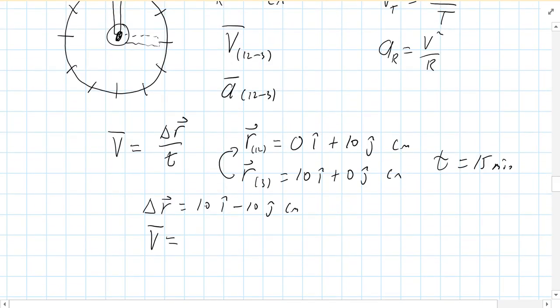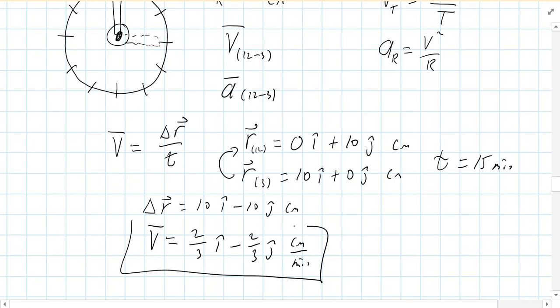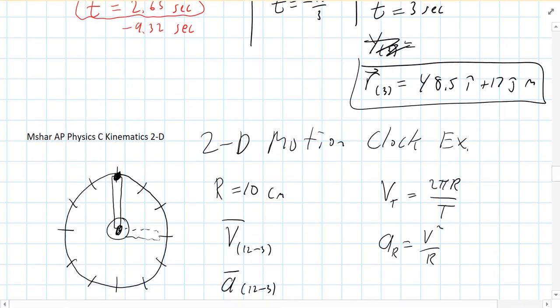10 divided by 15 is 2/3. So we get 2/3 i hat minus 2/3 j hat centimeters per minute. That is the average velocity of the tip of the minute hand as it travels from the noon to the 3 o'clock position. Notice it's to the right and down, which makes sense. On average, the minute hand is moving to the right and down.